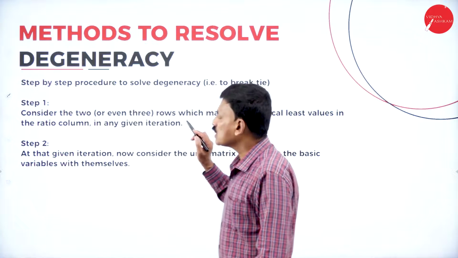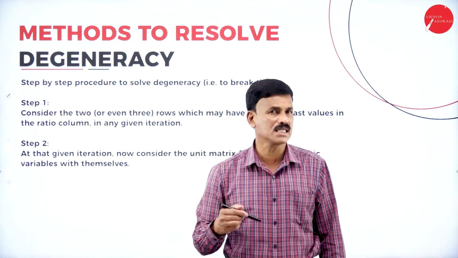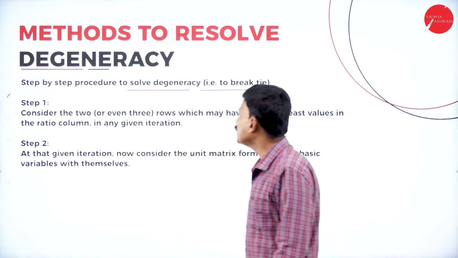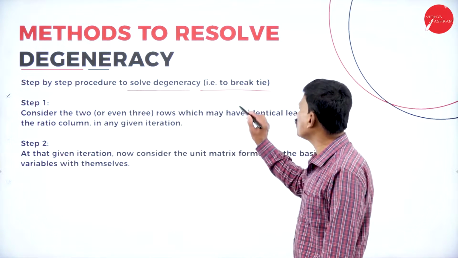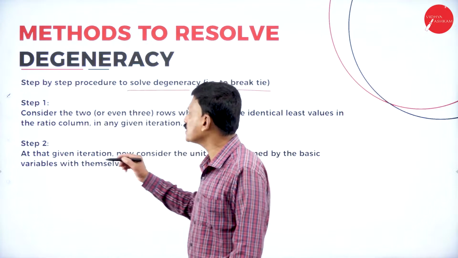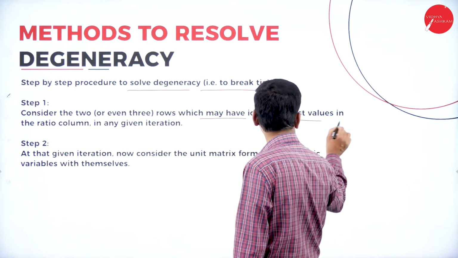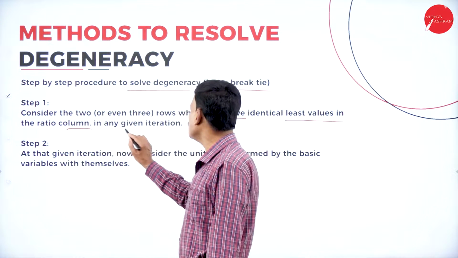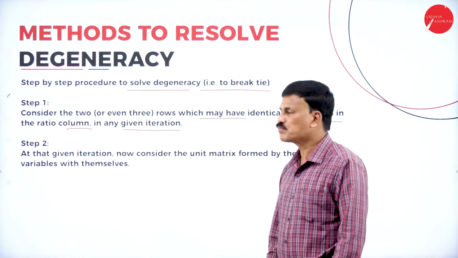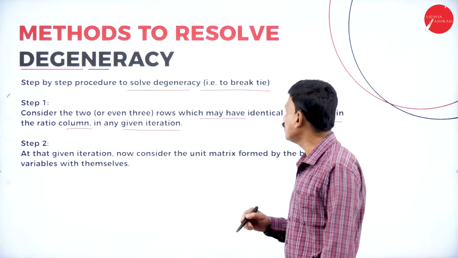Next, how to solve these degeneracy problems? Here is the step-by-step procedure to solve degeneracy, or to break the tie. There are a few steps we have to follow to break the tie. The first step is to consider the two, or even more than two, that is three, rows which have the identical least value in the ratio column in any given iteration. Just consider the two or three values in the ratio column which have the same identical values.